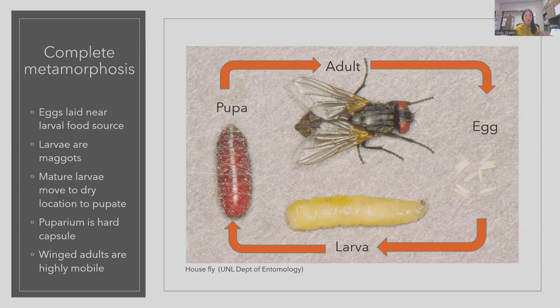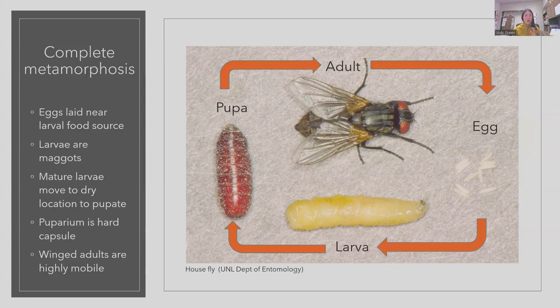So we really need to find out where these eggs are being laid, and usually it's going to be where the larvae is going to eat. When the larvae mature, they're going to move sometimes to a different area to pupate, and their pupa may look like this, like a little bit of a capsule, but they may move to somewhere drier to pupate, so you may not necessarily see that. But a puparium is a hard capsule, normally from flies. And then the adults, they come out, they're winged, they're highly mobile, so a little bit different.